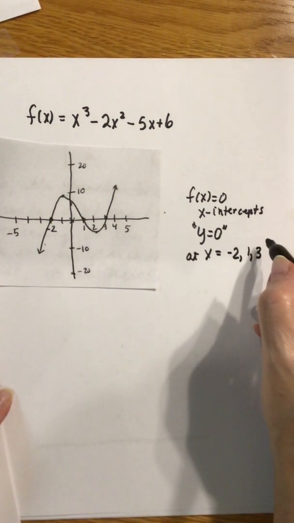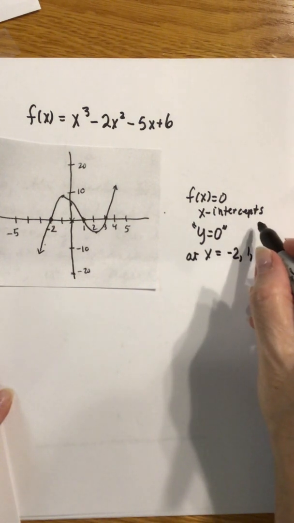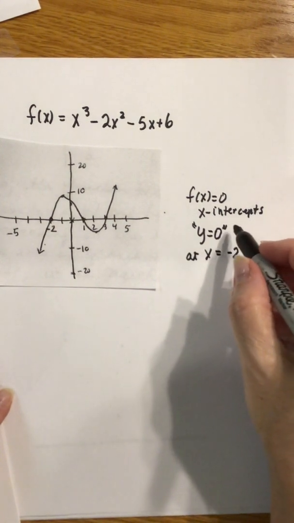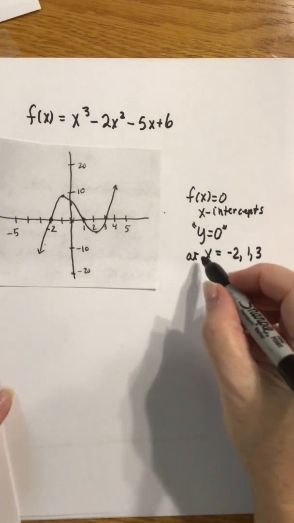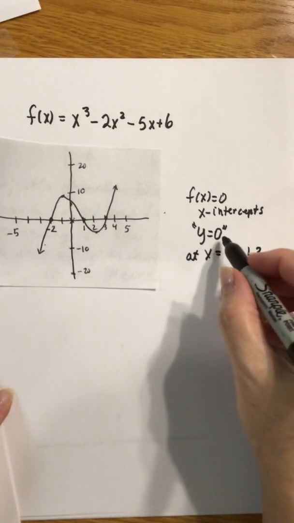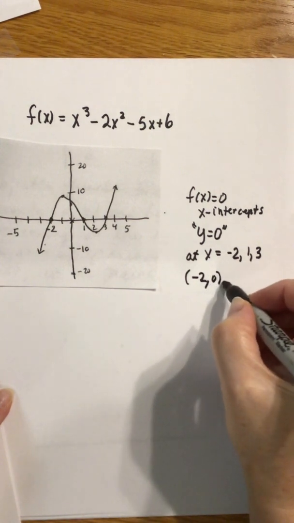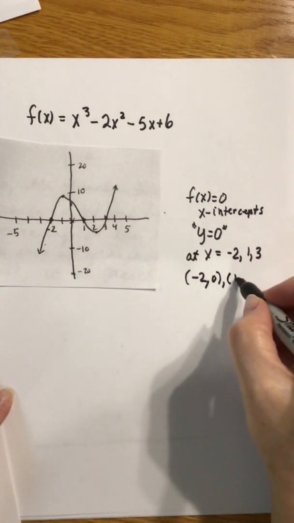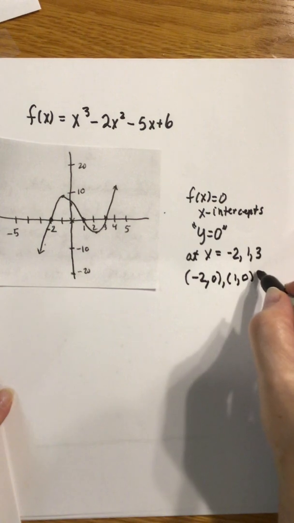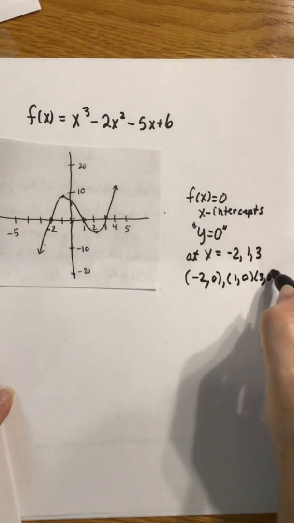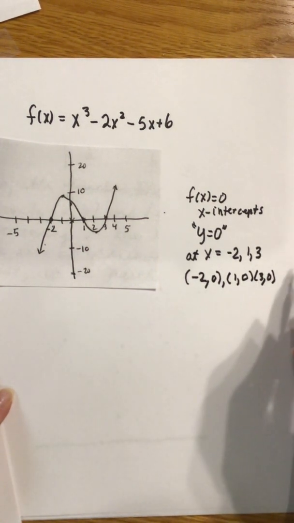Now, if I want to write them out in x-intercepts form, an x-intercept, we just said y was 0. So we're going to have negative 2, comma 0, positive 1, comma 0, and positive 3, comma 0. This would be the intercepts.